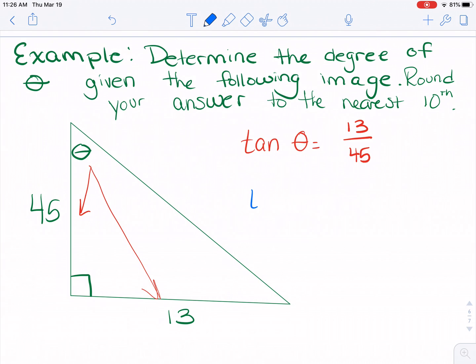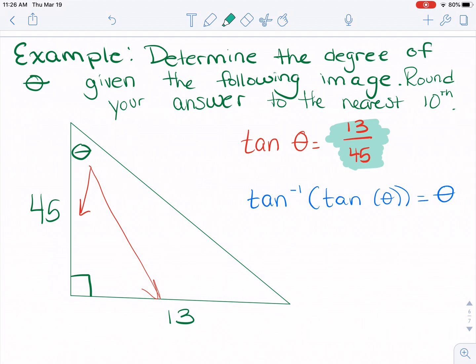I explained before that the inverse tangent of a tangent will just give me the angle. I can apply a substitution here since I already know that the tangent of theta is 13 over 45. So if I do the inverse tangent of 13 over 45, it should still give me what theta is equal to. I can take this part right here and plug that right into my calculator.